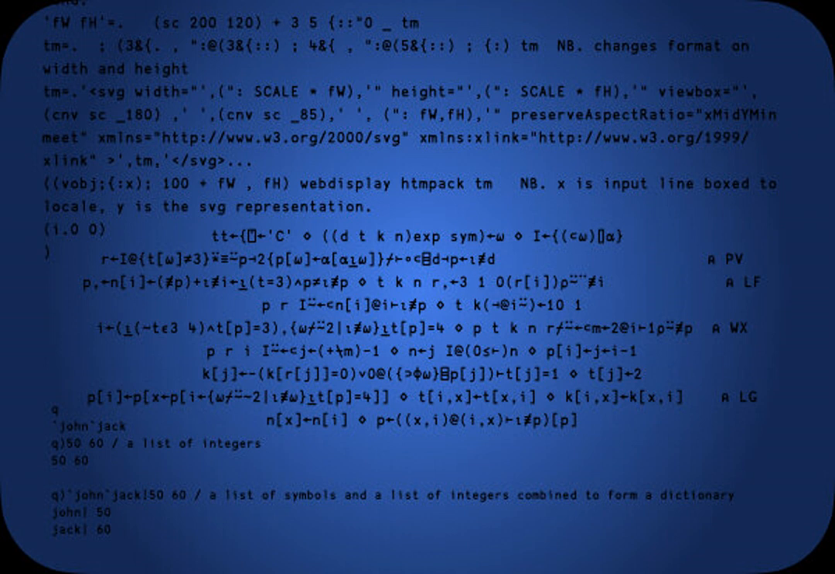Mathematica doesn't matter. Mathematica doesn't matter. It definitely does.